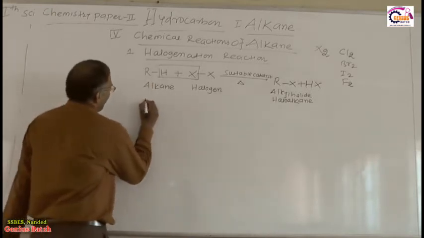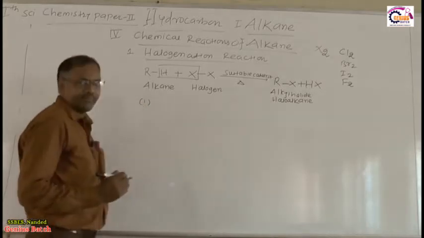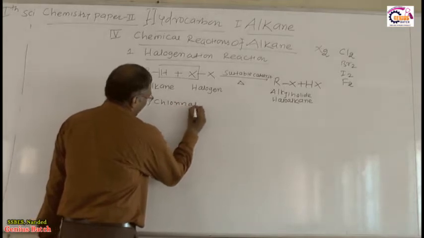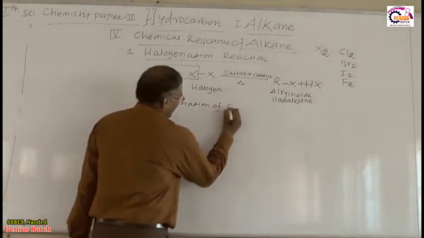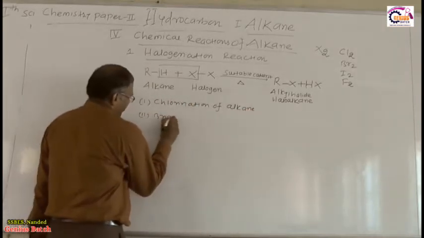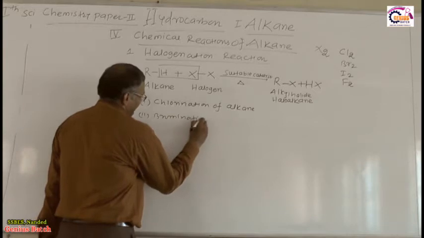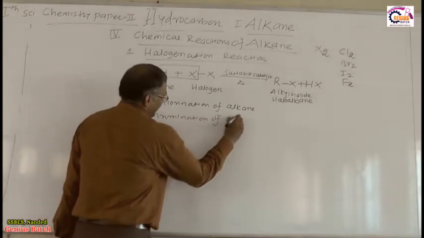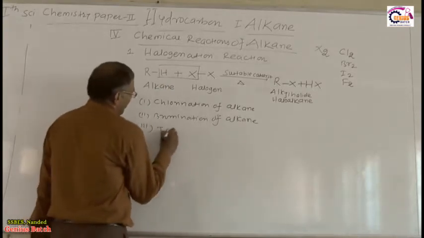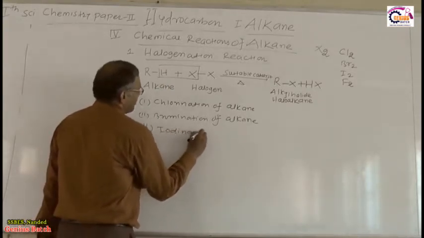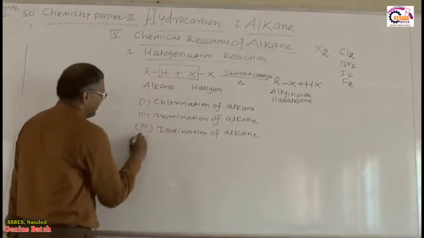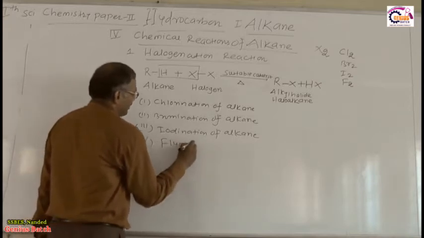Halogenation of alkane is of 4 types. What are they? First is chlorination of alkane. This is the first type. The second type is bromination of alkane. Third is iodination of alkane. And fourth is fluorination of alkane.